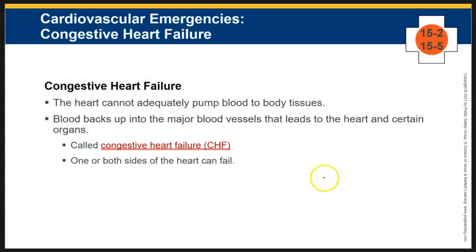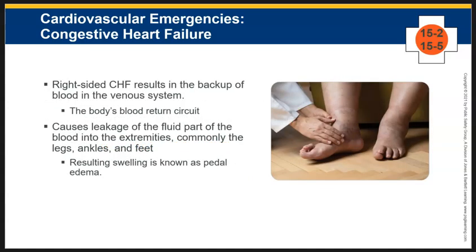An additional type of cardiovascular emergency is congestive heart failure. The heart cannot adequately pump blood to the body tissues. What happens then is blood backs up in the major blood vessels leading to the heart and certain organs, and eventually both sides, or at least one side of the heart, can fail. Now, think about our anatomy. Whether this failure of pumping blood occurs on the right side or the left side of the heart manifests differently.